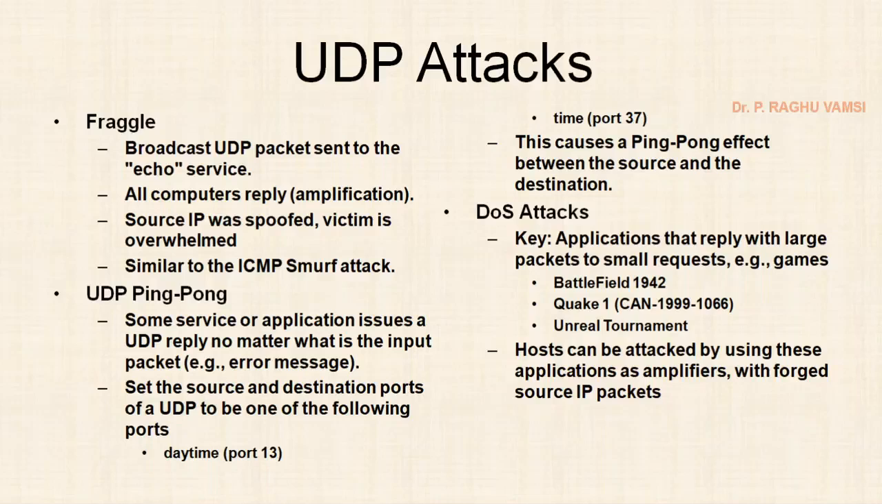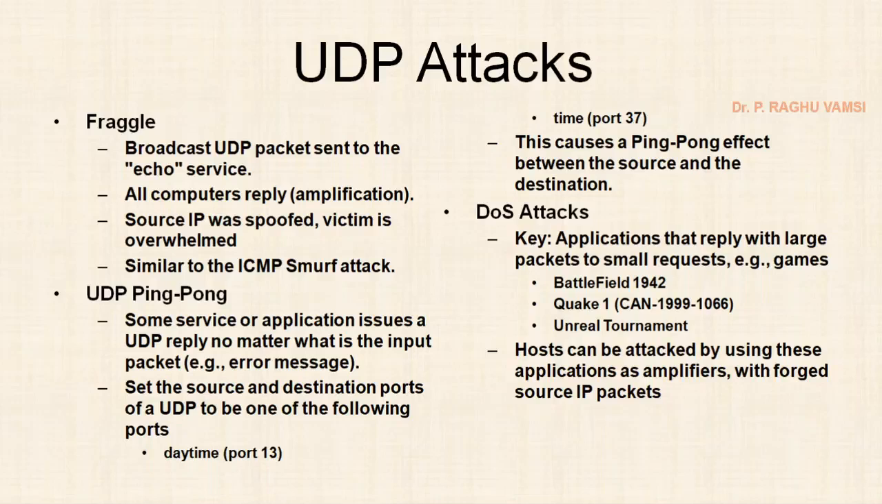So next one is the denial of service attack. Especially, UDP denial of service attacks will happen like this. Usually, whenever a UDP request is sent, the reply is sent in a normal way. But what will happen in the denial of service attack? Applications reply with large packets to small requests. So even though I have given a small request and I need only some KB of data, the replies are coming with a huge size of packets.